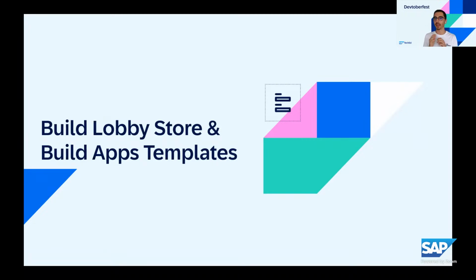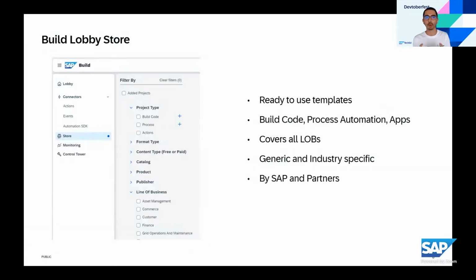Now, let's go to the Build Lobby Store part and the Build Apps templates. So, we already have the SAP Build Lobby Store, right? Maybe you are not familiar with the concept, but if you go to SAP Build Lobby, on the left-hand side, you will see the store icon. When you go to the store icon, you will see different project types. We already have many hundreds of projects and project types for the process automation part, but we still don't have the Build Apps part because we are working on this, and that will be available by the end of the year.